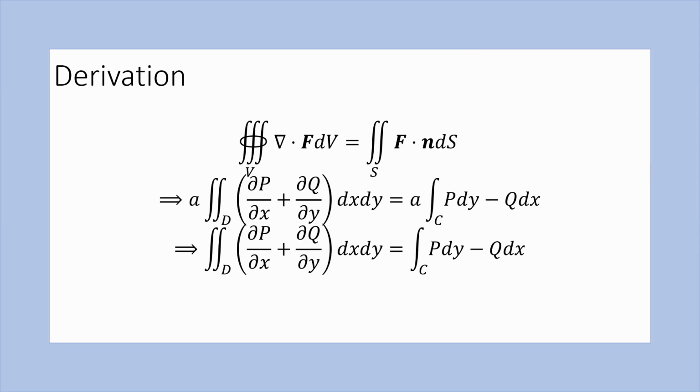Now, the divergence theorem reduces to a surface integral over D and a line integral around its boundary C. By dividing both sides by A, we obtain an expression that resembles Green's theorem. So not exactly, but don't worry, we are going to show next that it is indeed equivalent to Green's theorem.